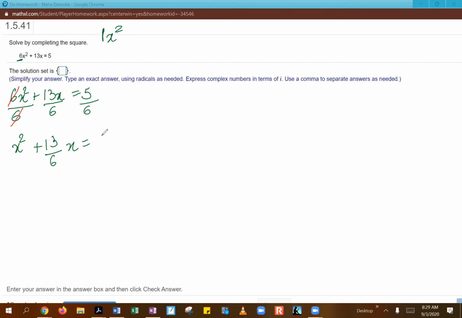And then, of course, we will have 5 over 6 on this side. So remember, when we were talking about completing the square, we said take the middle term, divide it by 2, and square the whole thing. You can also rewrite this as: take your middle term, take its half. So instead of dividing by 2, you can also multiply by 1/2. And then, of course, go ahead and take its square.